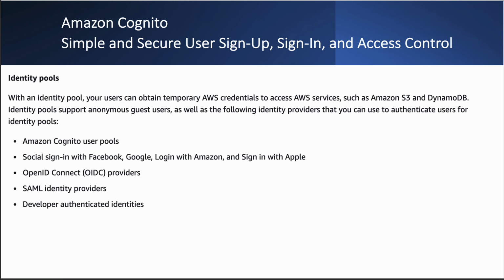Identity pool, again, with the identity pool a user can obtain temporary AWS credentials to access other AWS services. It can be S3, it can be DynamoDB, it can be RDS, depending on what the application is integrated with to call the API endpoints in the backend. Now what are identity pools providing to us? The Cognito user pool, social sign-up, the same functionality, OpenID Connect, the OIDC providers, SAML identity providers, and developer authenticated identities.